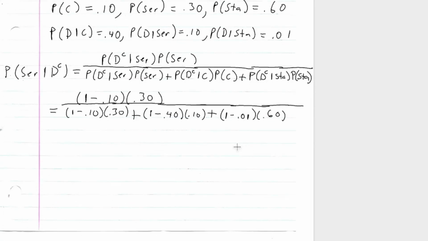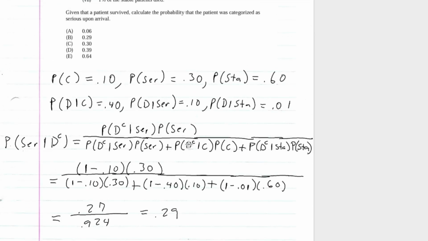Doing this math, this would be equal to 0.27 over 0.924, which gives 0.29. And that is B.